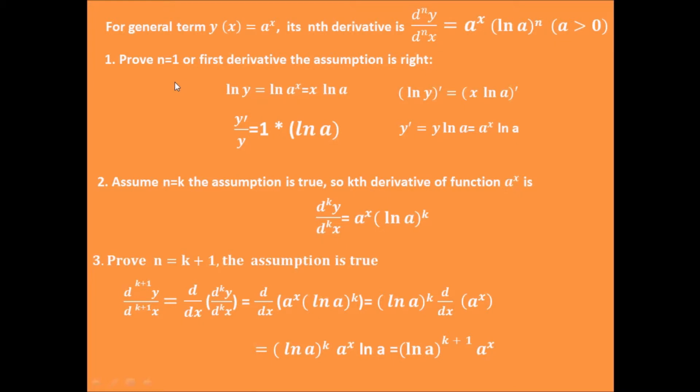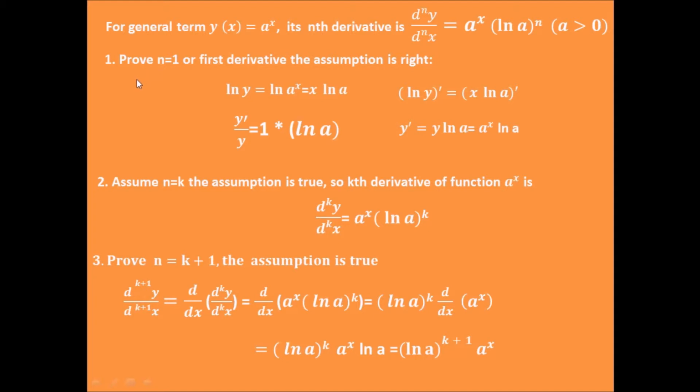So for the general function y equals a^x, we can assume its nth order derivative should be a^x times (ln a)^n. Here a should be more than 0. So we have to prove that this assumption is right. Then we have to use the induction method. The induction method includes 3 steps.